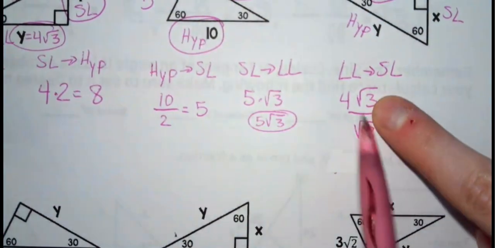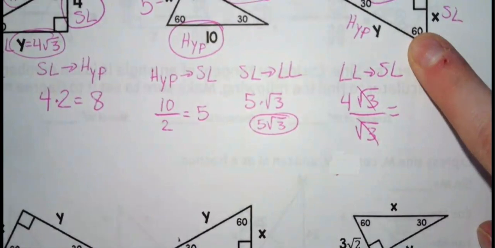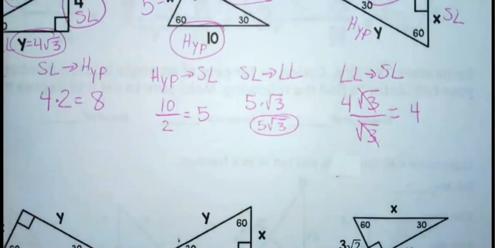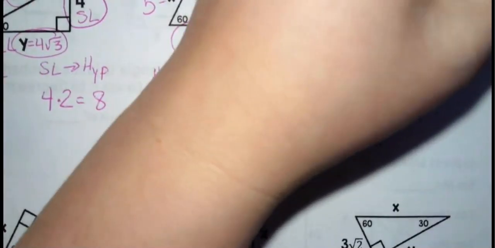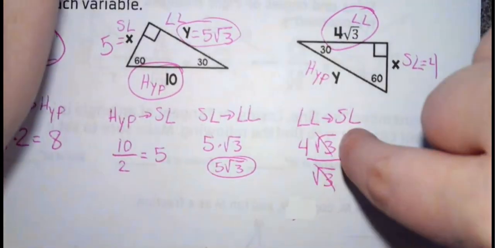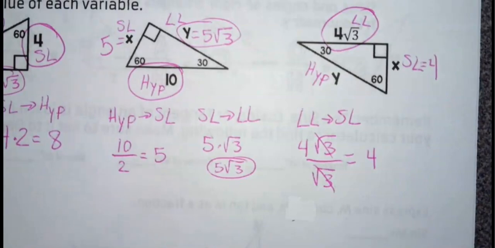Because what happens here? If you have one in the numerator, one in the denominator, they are going to cancel out. So ultimately, when you divide by the square root of 3, the square root of 3 just disappears. And so you get 4. So my short leg equals 4. Okay, y'all see this step and how you get there? If 4 root 3 and you divide by root 3, you end up just having 4.